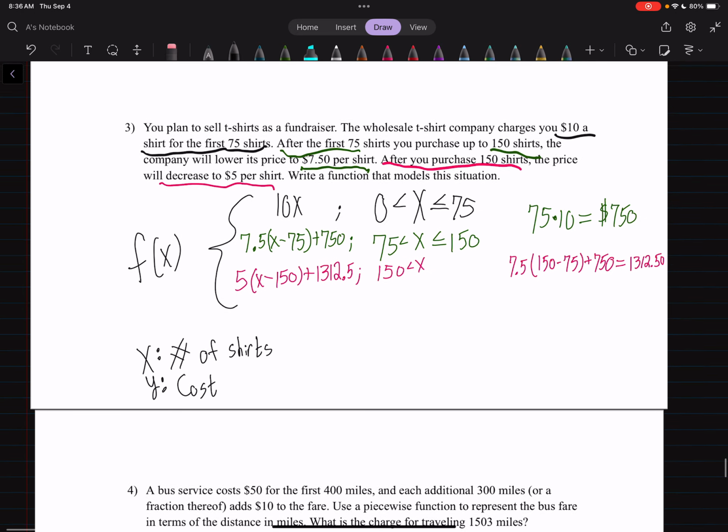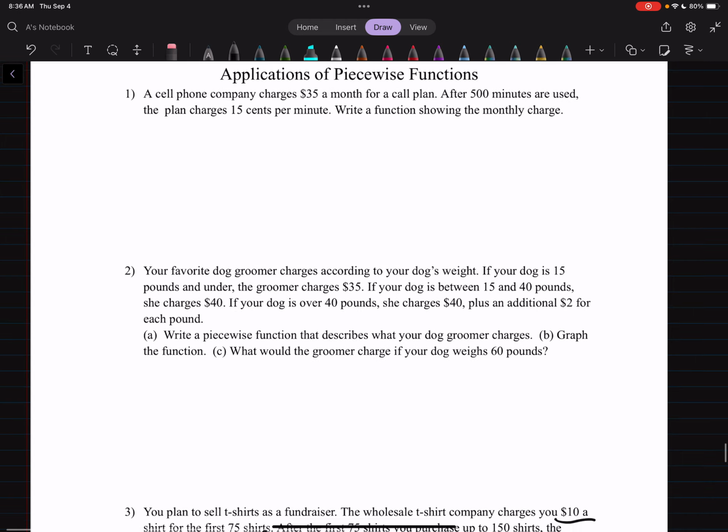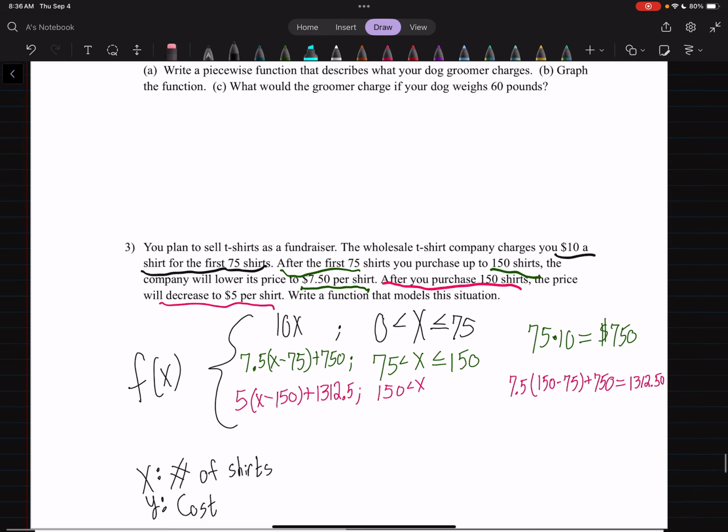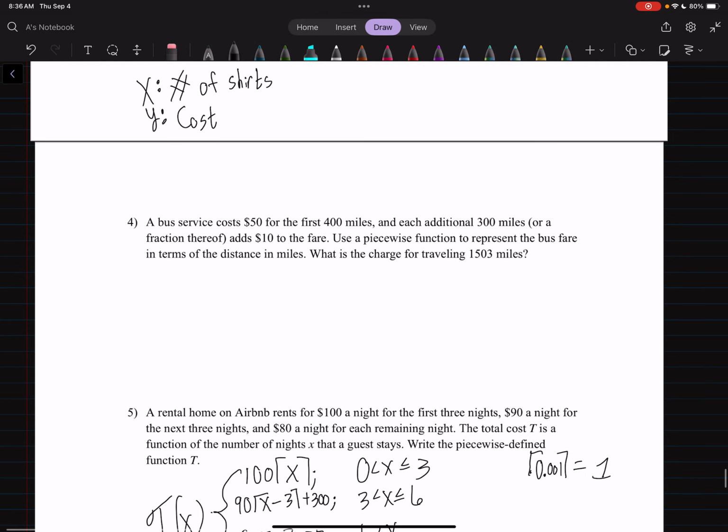I do want you to try the 3 problems for your work for today, and that is all I have for you. I will post the answer key that you can have access to after you have submitted your work.